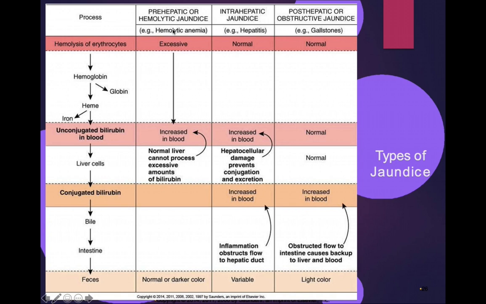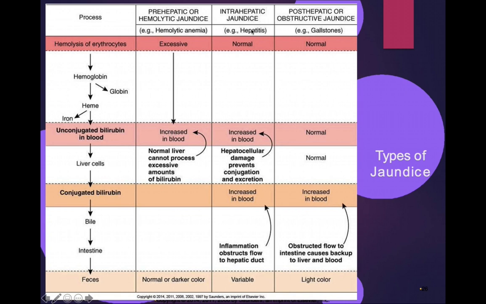If you have hemolytic anemia, where the red blood cells are breaking down excessively, remember, the liver is normal, but the normal liver can't process the excessive amount of bilirubin, so it spills over into the blood. Okay?